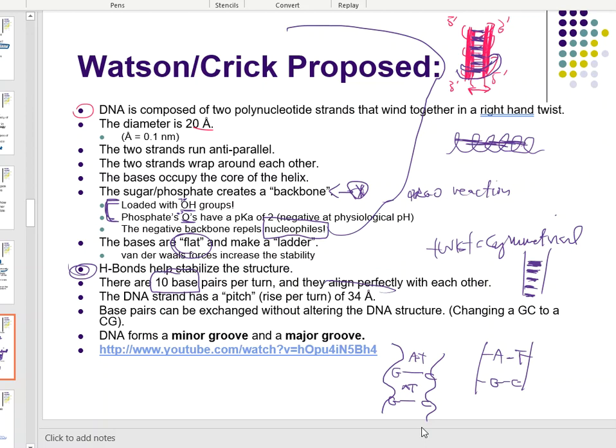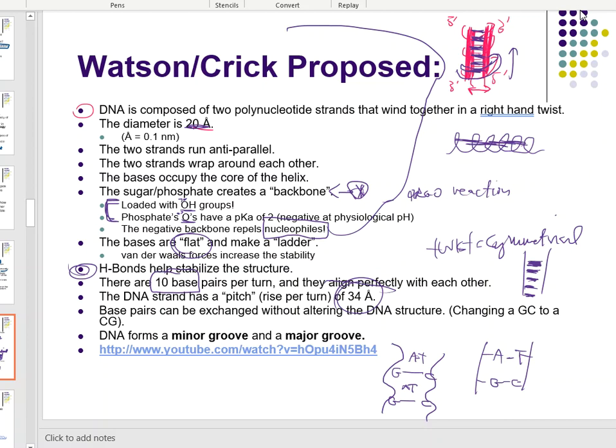The DNA strand has a pitch, which basically means how far does it go up as it turns, and that pitch is 34 angstroms. So it's a little bit taller than it is wider, if you want to think of it that way. The diameter of DNA is 20 angstrom, but the rise as it goes up is 34 angstrom every time it makes that turn or that loop.